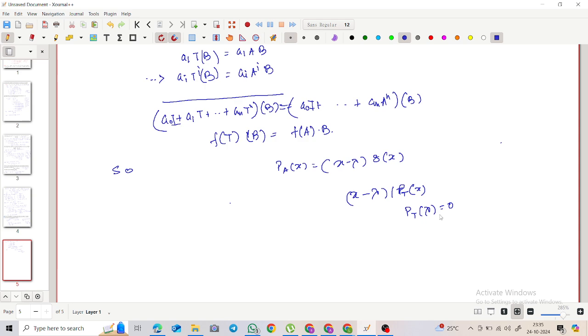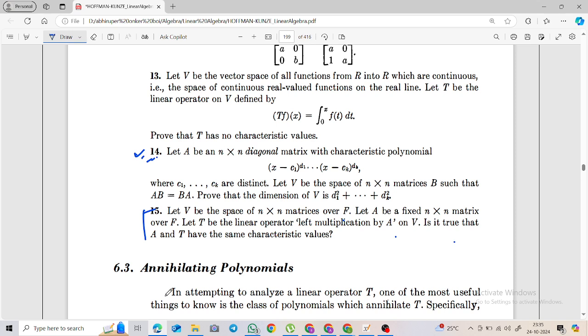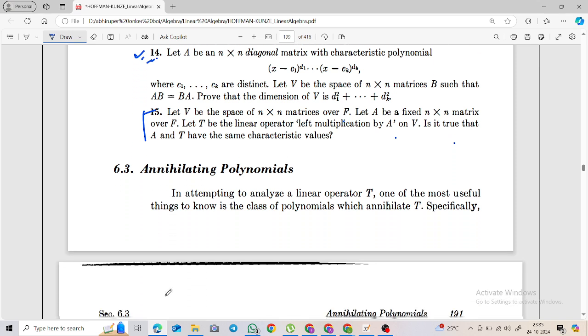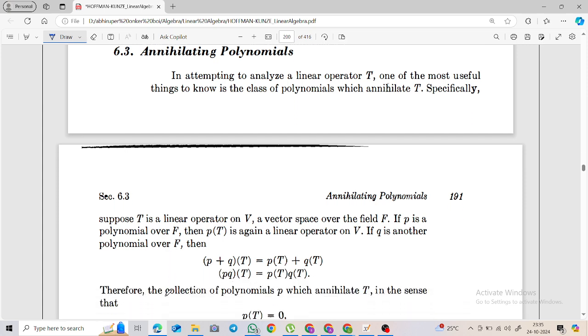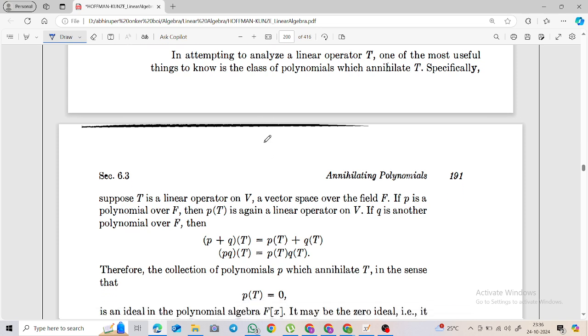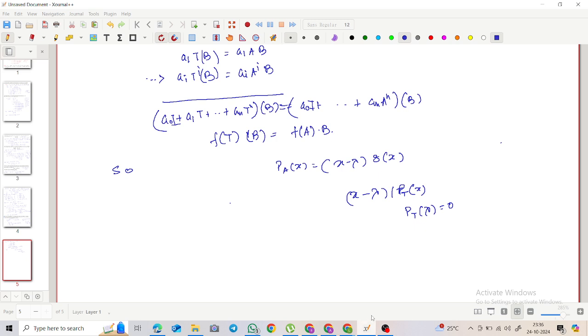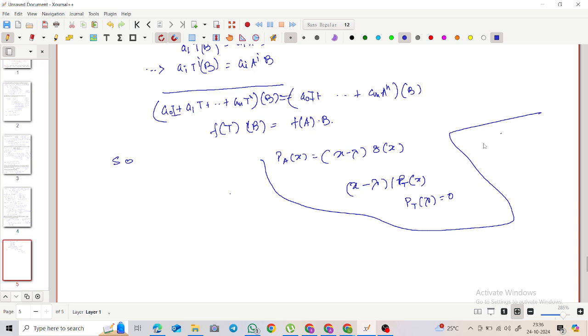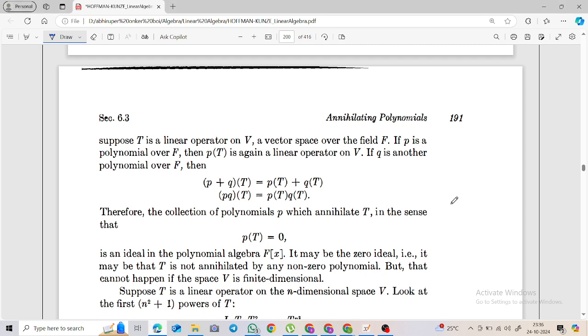Okay, I will send you these two problems, the 14 and 15. Let's move on to the annihilating polynomial chapter. Okay, take this for a fact for the time being. Maybe we will prove it.